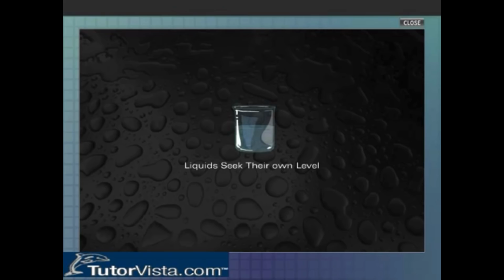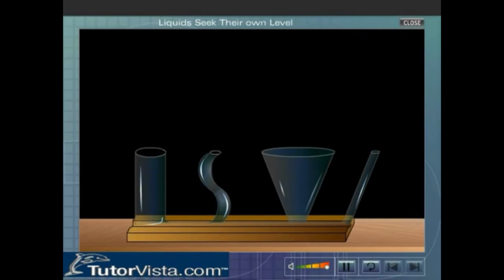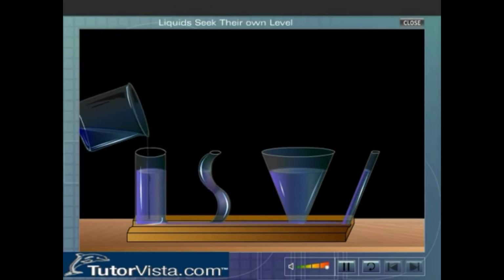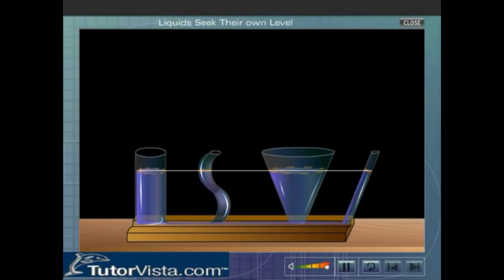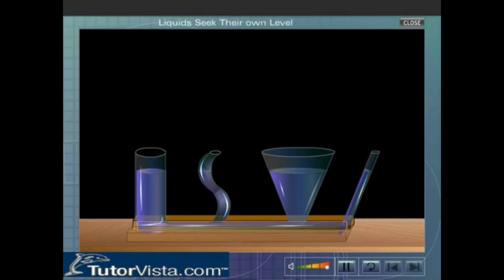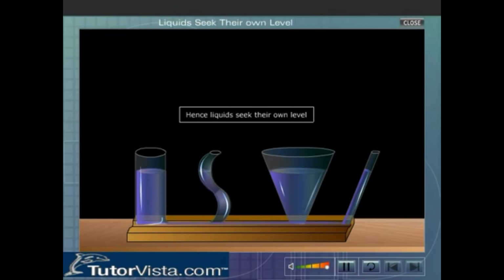Liquids seek their own level. Let us perform an activity to show that liquids seek their own level. Take a series of interconnected tubes of different shapes as shown here. Pour colored liquid into one of the tubes. Observe that the liquid stands at the same horizontal level in each tube, even though the area of cross-section of each tube is different. We know that the pressure at the top of each tube is equal to the atmospheric pressure. Similarly, the pressure at the bottom of each tube will also be equal. Hence, liquids seek their own level.